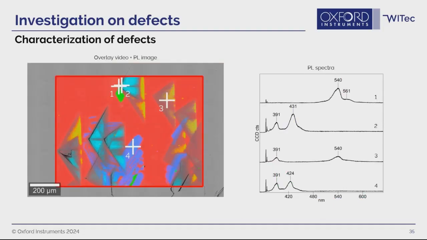This slide shows you the overlay of the video image and the PL image. As one can nicely see, the PL image reveals much more structure compared to the video image. On the right side, you can see four spectra obtained with spectral stitching over a very large spectral range, 355 nanometers up to 650 nanometers.